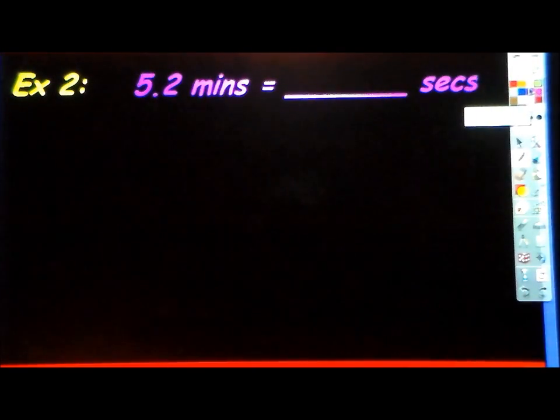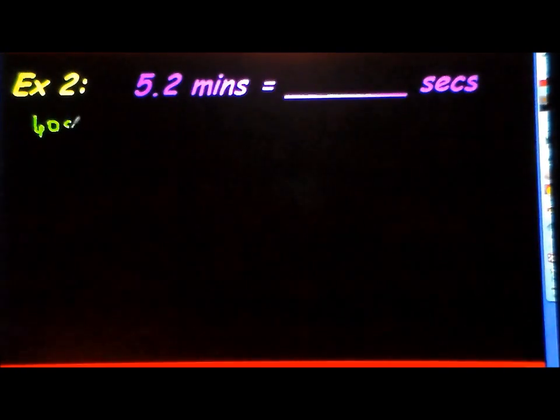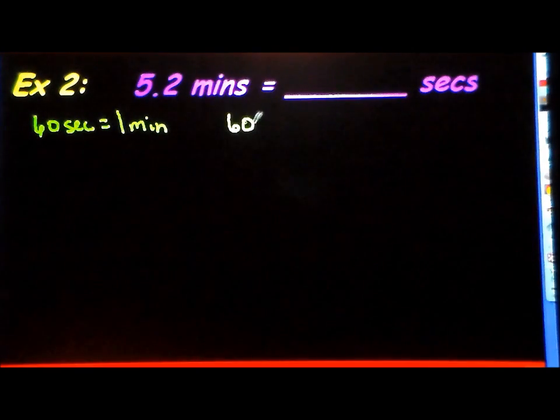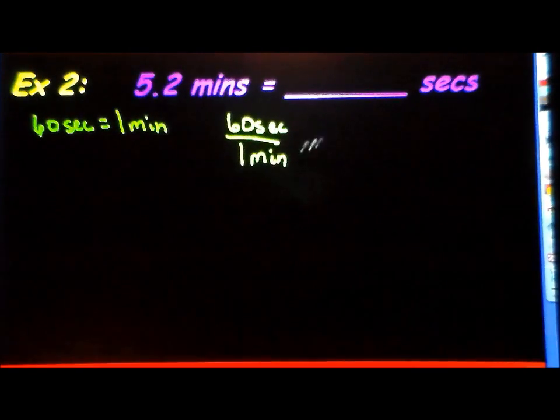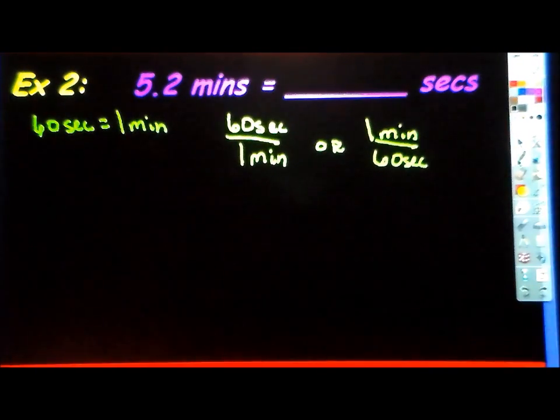Okay. A second example is dealing with the same units, but we're going to go backwards. So I need, again, the same conversion that I already had that dealt with the fact that 60 seconds equals 1 minute. And I've got the same conversion factors that 60 seconds over 1 minute would be equal to 1, or 1 minute over 60 seconds would be equal to 1. I don't know which I'm going to need. I'm going to let the problem tell me which I need.